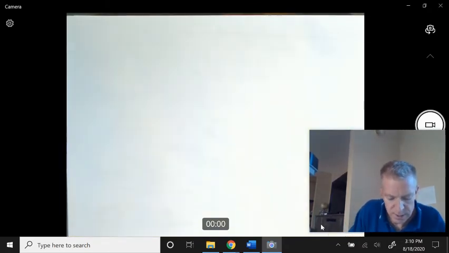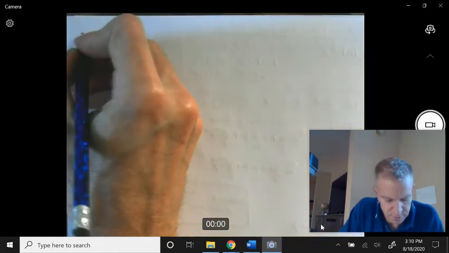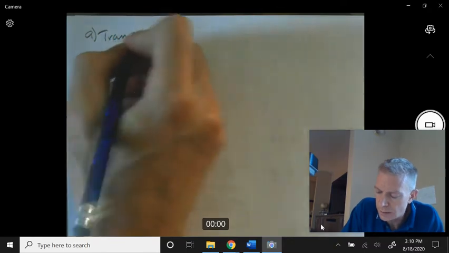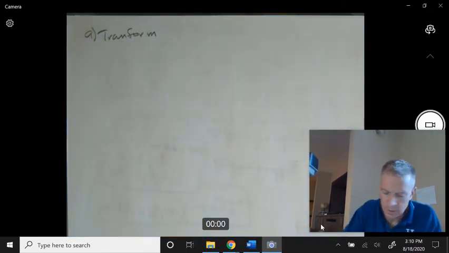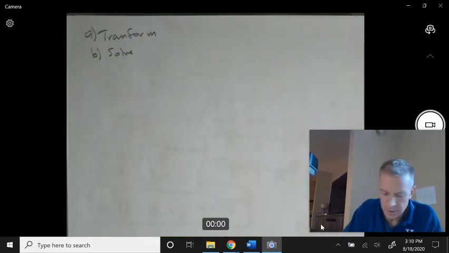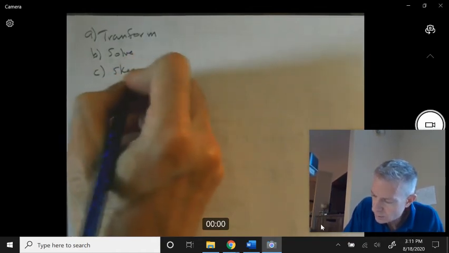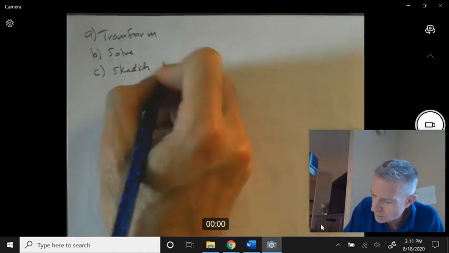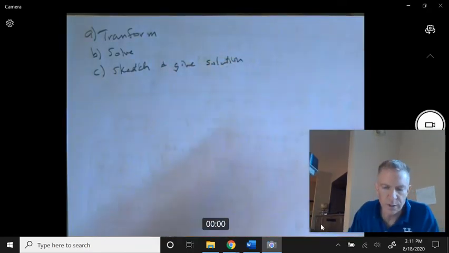Okay, now it says A, B, and C, so there's 3 steps. Okay. A, you're transforming the equation, or the inequality, so that it no longer has an absolute value in it. B, you're solving for the variable. And C, you're going to sketch and give the solution. We're going to do both interval notation and set notation.